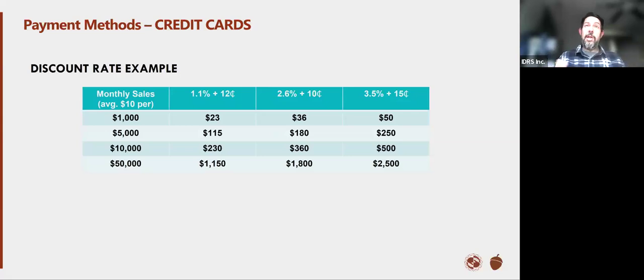So you really have to know what's your margin? Like, what's the profit you're going to be making on your different products? What's your average ticket? So I put the average ticket here as $10 per item, because with that 15 cent charge, if you're doing that many transactions on $50,000, that's going to add $750 of transaction fees, right? So it gets to be very expensive, both for fees and for the discount rate.